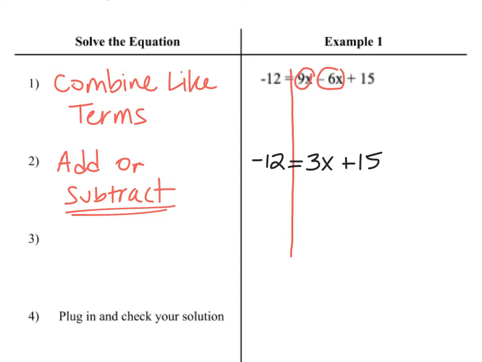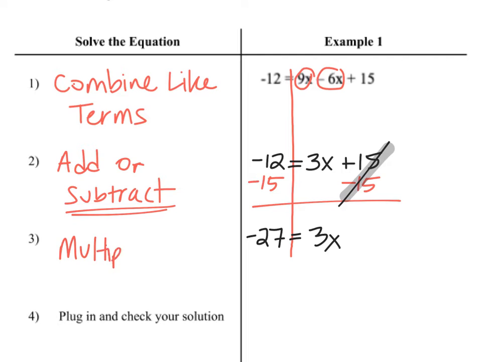So let's get rid of plus 15 by doing minus 15, the inverse. When we do that, these 15s will cancel out because 15 minus 15 is 0. Negative 12 minus 15 is negative 27. And then those get canceled out, so we're just left with 3x. Last step, we're going to multiply or divide. In our case, we're going to divide by 3 because it's being multiplied. And when I divide by it, it'll get rid of it. So divide by 3.